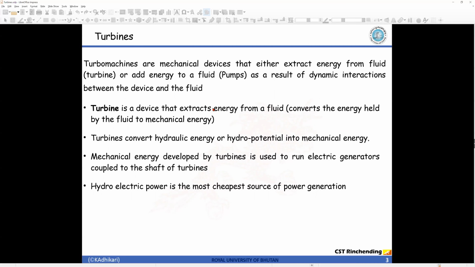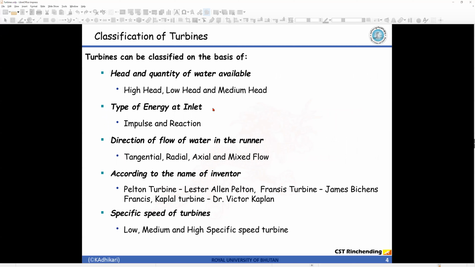Moving on to the classification of turbines. Turbines may be classified based on the head and the quantity of water available at the inlet, the type of energy at the inlet, and the direction of flow of water in the runner. Runner here means the turbine. Typically it is a turbine only, something that is moving because of the fluid. When there is interaction between the fluid and the machine, the fluid makes the machine run. That's why it is known as a runner here, but generally it is a turbine.